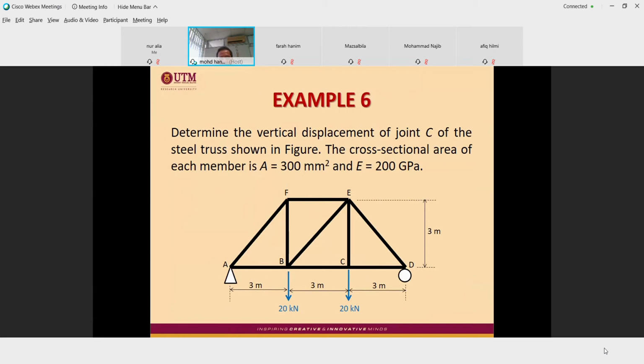We don't need I, the moment of inertia, because this is axial deformation. What we are doing now is axial deformation only. There is no bending, because it is a truss. For the truss, the members are in axial force and deformation. No bending moment, no bending deflection. So we just need the A value and E value. Joint C, which one is joint C? This one is joint C.